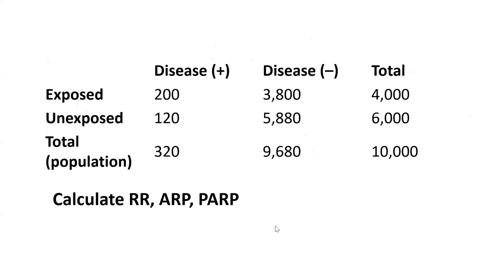So if you are given a 2 by 2 table with whatever data is there with some assumptions, you can go ahead and calculate your relative risk, attributable risk, as well as population attributable risk. So try doing this with those assumptions using the formula which we have discussed.